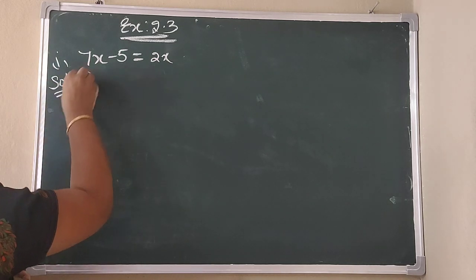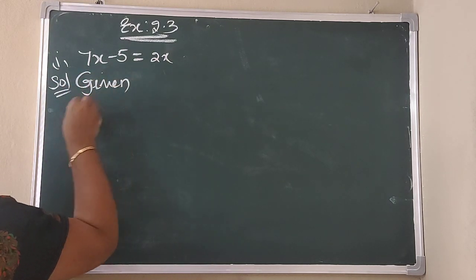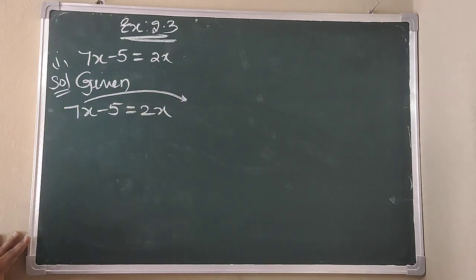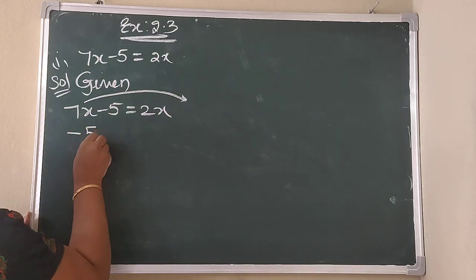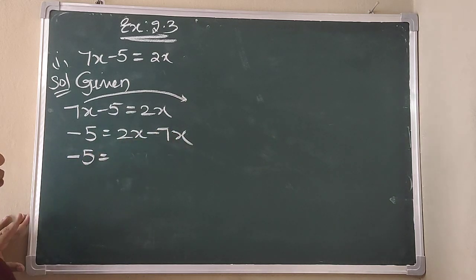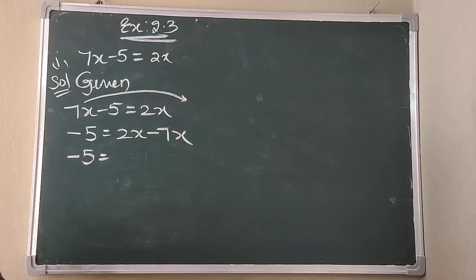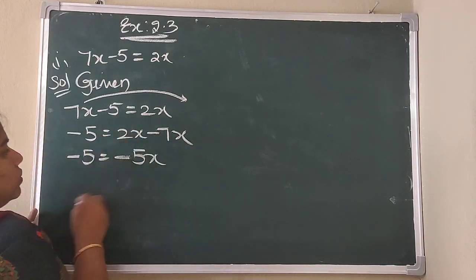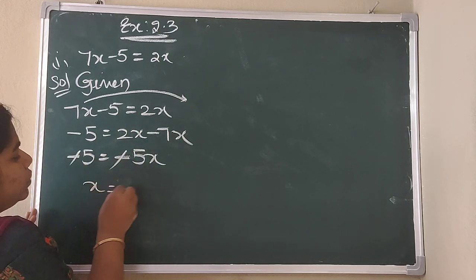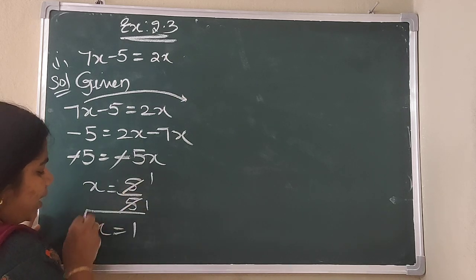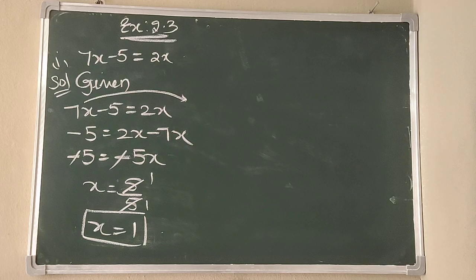Given 7x minus 5 is equal to 2x. Take this 7x to the other side, that will become minus. So minus 5 is equal to 2x minus 7x, so minus 5 is equal to 2 minus 7. From the smaller number we are subtracting the bigger number, so the result will be negative. So minus 5x. Minus minus will get cancelled, so x will be equal to 5 by 5. So x is how much? 5 ones are 5. So the x value is 1. So this is our first solution in exercise 2.3.